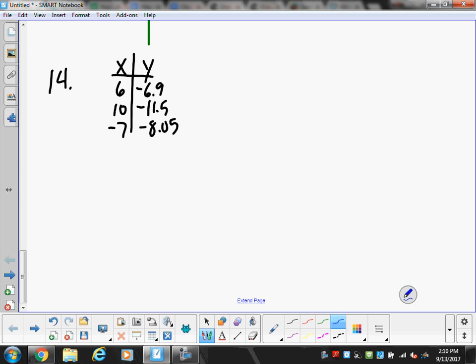Okay. This one again, you're trying to determine whether or not y varies directly with x. So I need to know, is this a direct variation? So again, what's my direct variation equation? Y equals kx. Do I know what k is on this problem anyway? No. So I need to find it.